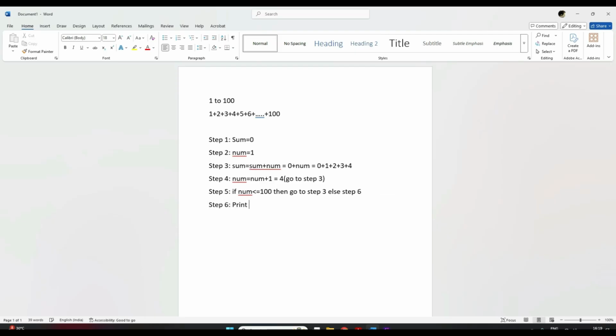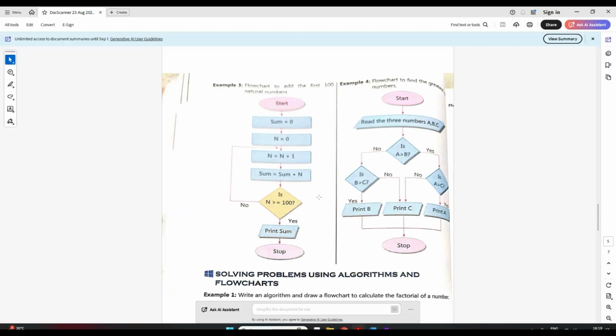Here I'll print sum, because sum will have my addition of all the first 100 natural numbers. Is it clear, students? You just need to understand how it has been done. Now let's see the flowchart.